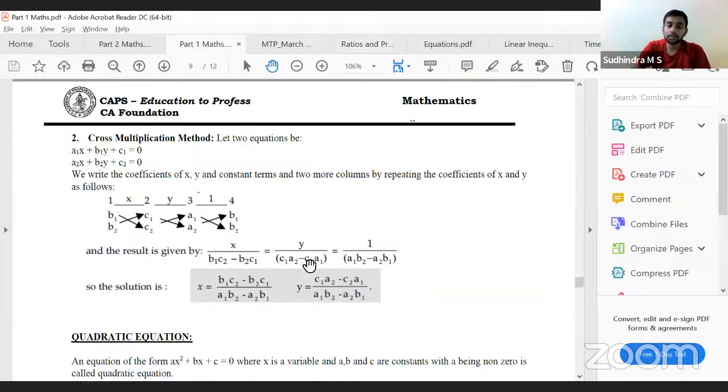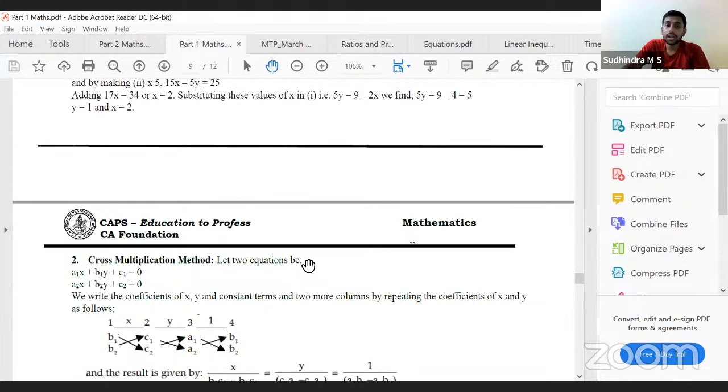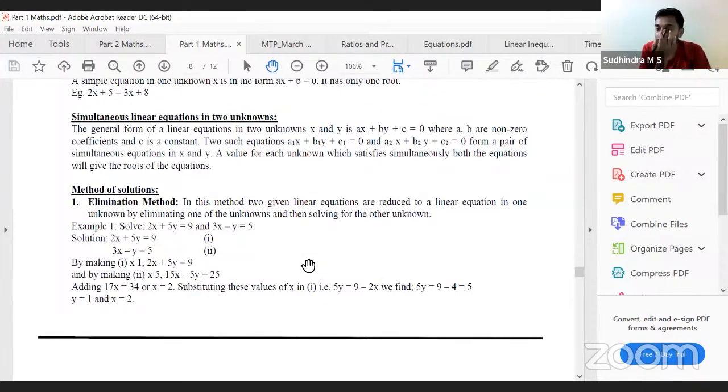However, we need not bother about that if it's a little confusing. We know how to solve simultaneous equations using the normal elimination method, right? We'll go with that method itself.